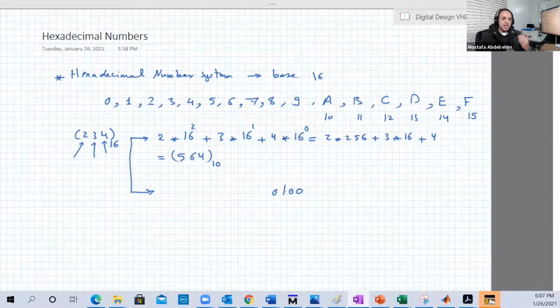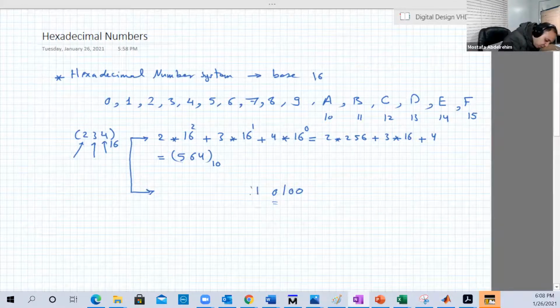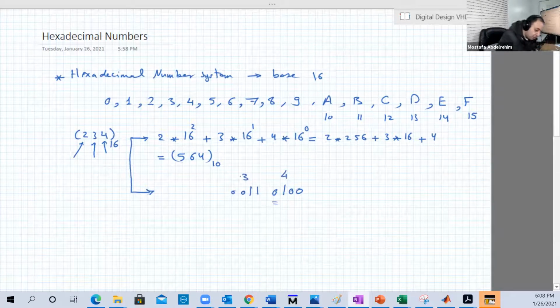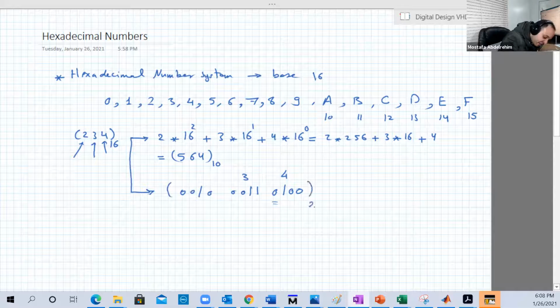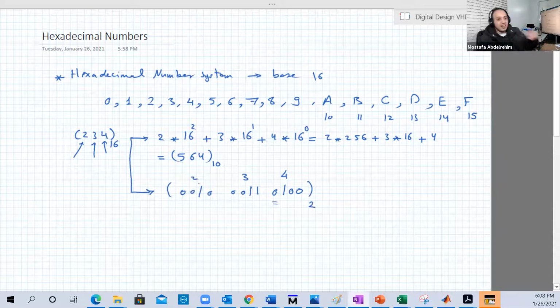So 4 is actually 0100, and you may say the zero at the end has no value. It has no value for the 4 only, but for the conversion it has a value, as we will see. 3 is 0011. This is the conversion of 4, and this is the conversion of 3. And 2 is 0010. This is the representation of this hexadecimal number 234 in the binary system, which is very easy. So now we start to catch on why we need hexadecimal.